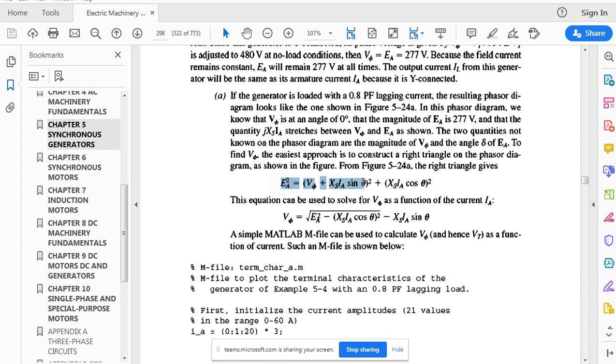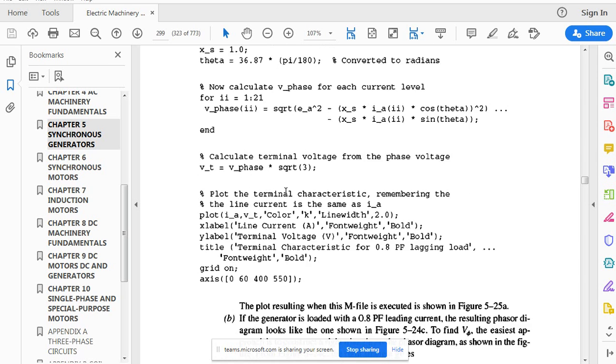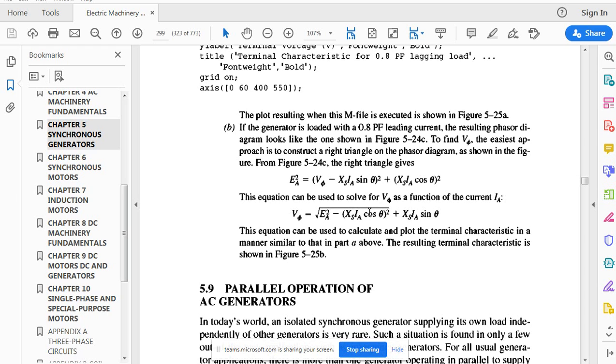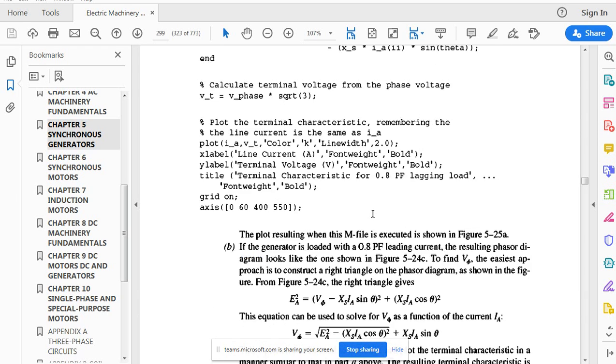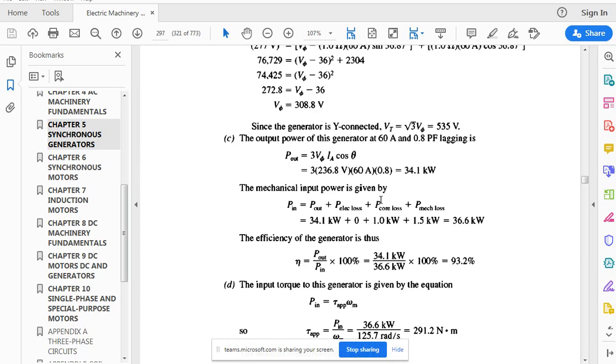You can see the same equation is written over there. This is the same equation from the same phasor diagram. EA square is actually the hypotenuse, and this is the base, this is the perpendicular over here. And when you want to rearrange it so that you can find V phase, it is actually that V phase minus this one. And then there is the MATLAB M file, which is not actually of our very concern, but overall this V phase value is very, very important over here.